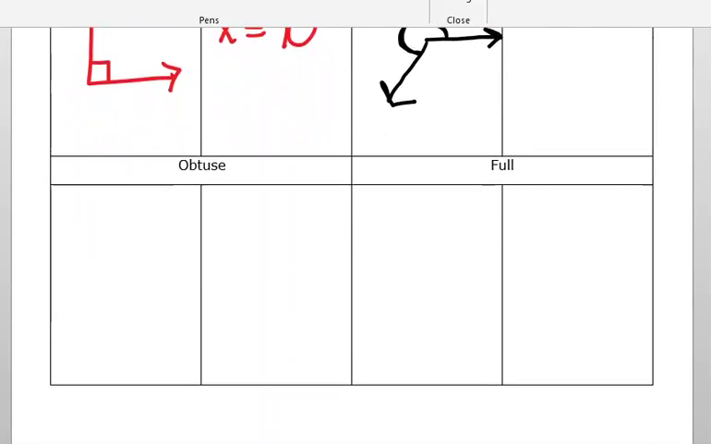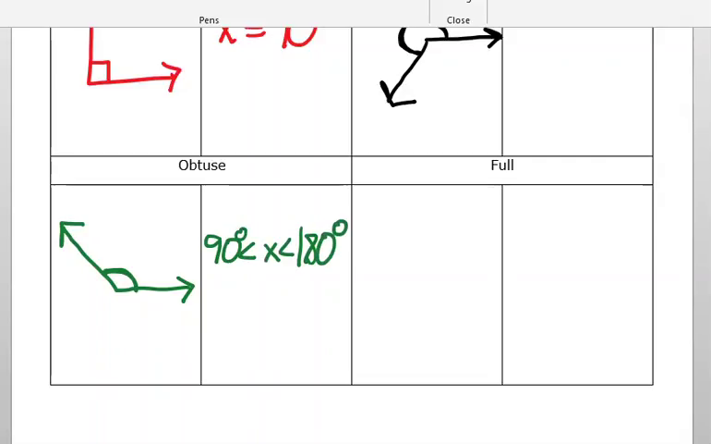My obtuse angle is between a right angle and a straight line. So if I had an angle that looked like this, and here I know that I'm measuring it in here, and I know that it is between 90 degrees and 180 degrees.